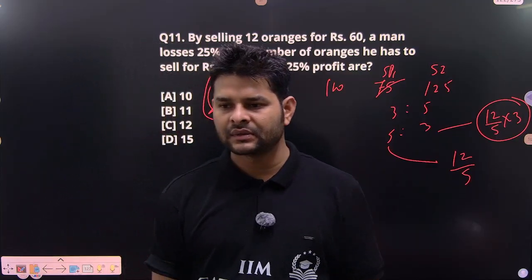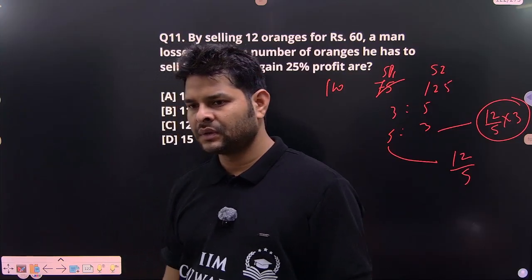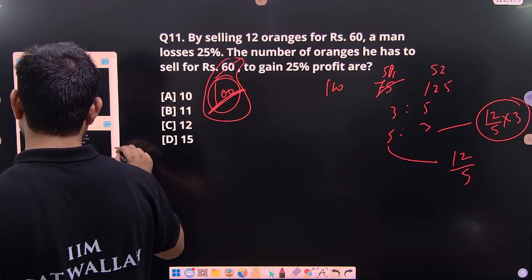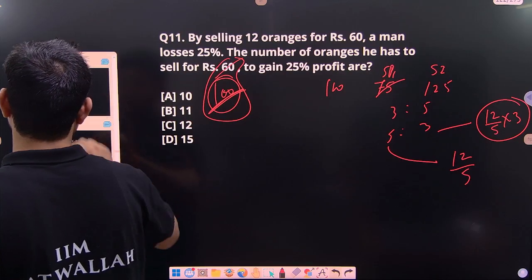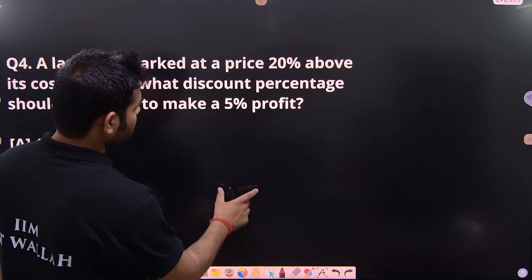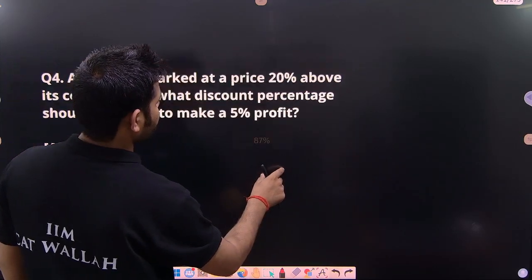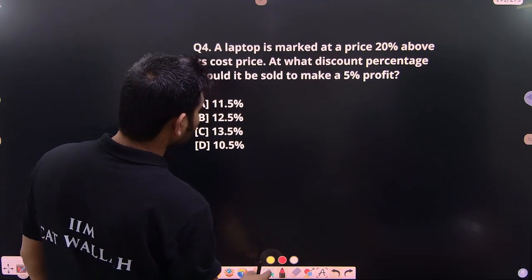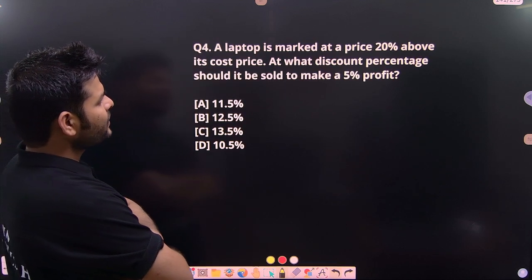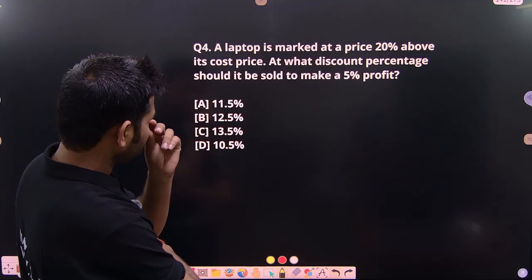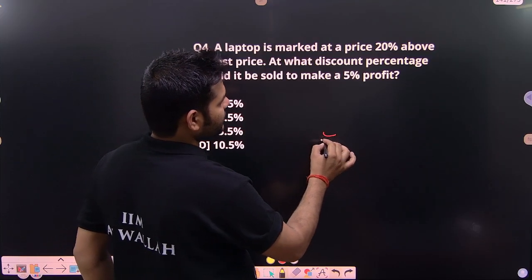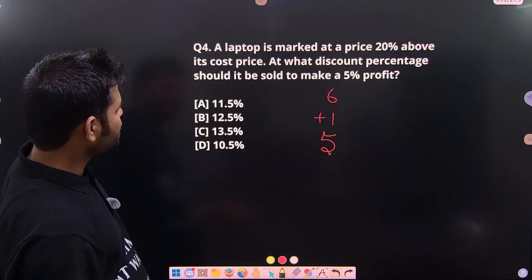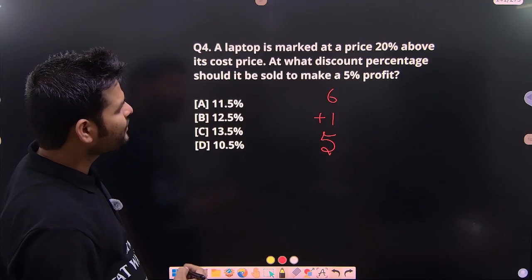Next question that you want to ask, discount. Discount type 1, type 1 question 4. In type 1 question 4, a laptop is marked at a price 20% above the cost price. So basically 20% means 5, 1, MRP is 6. At what discount percent should it be sold to make 5% profit?